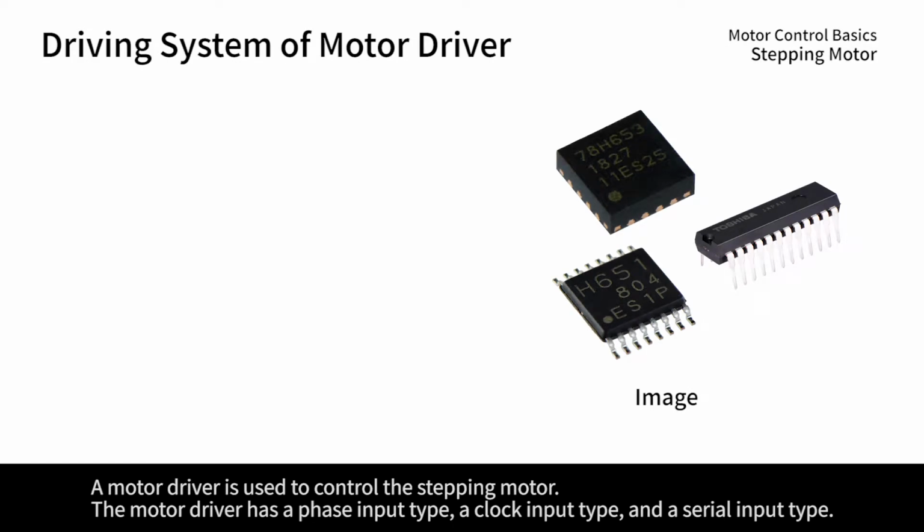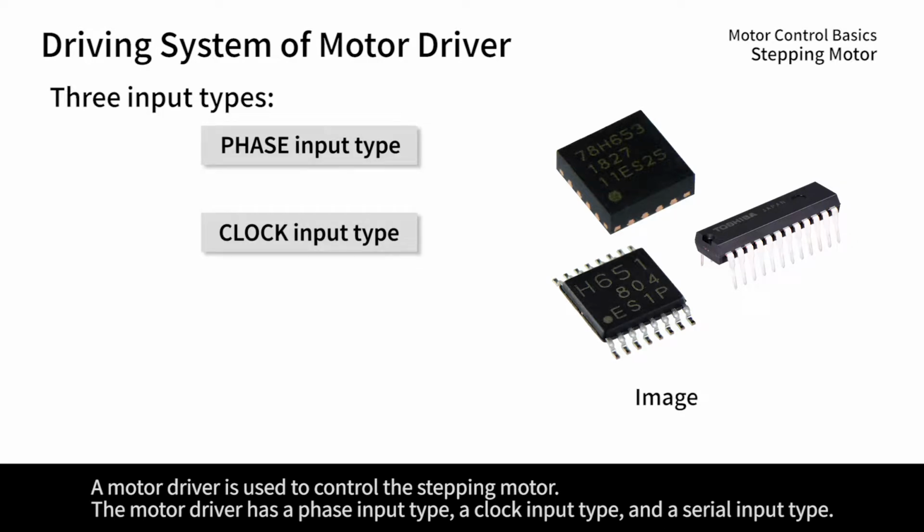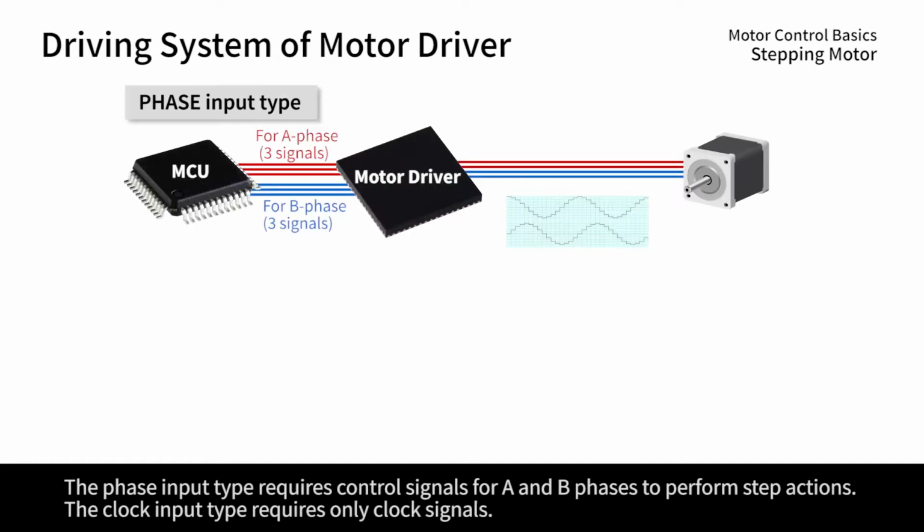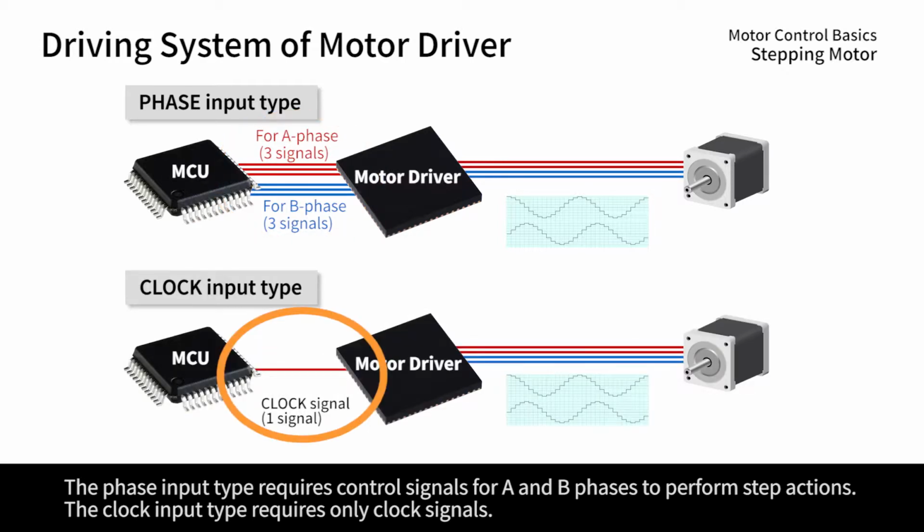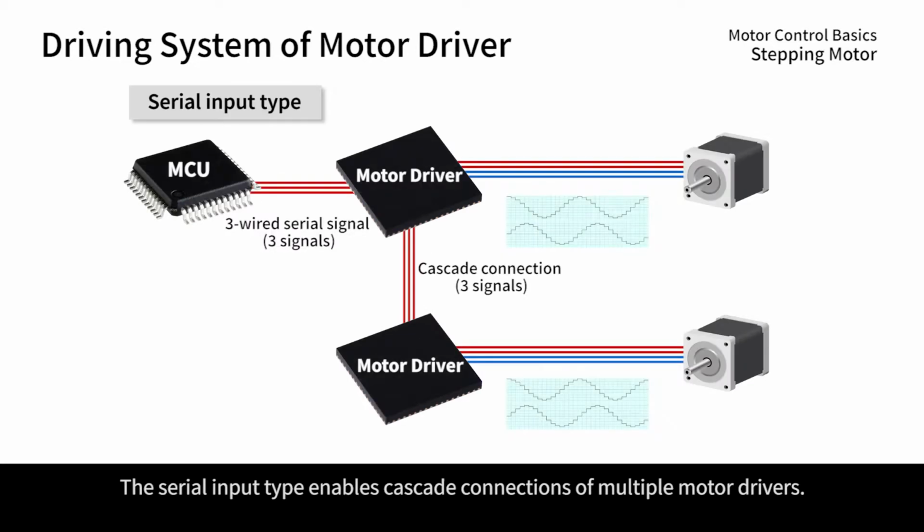A motor driver is used to control the stepping motor. The motor driver has a phase input type, a clock input type, and a serial input type. The phase input type requires control signals for A and B phases to perform step actions. The clock input type requires only clock signals. The serial input type enables cascade connections of multiple motor drivers.